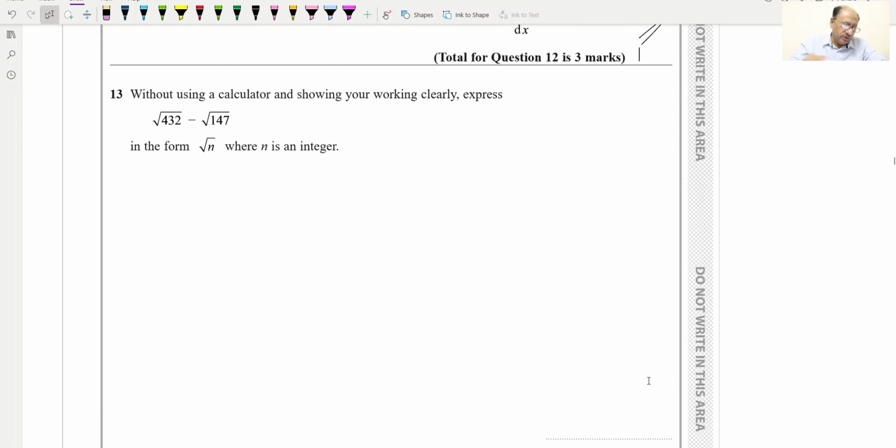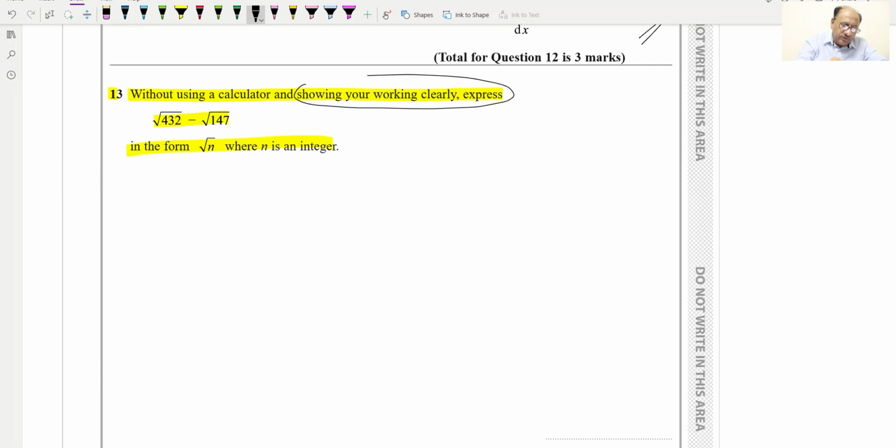Hopefully you understood this. Now question number 13, without using a calculator and showing your working clearly, express this in terms of root n where n is an integer. So what we can do, we will have to show working.